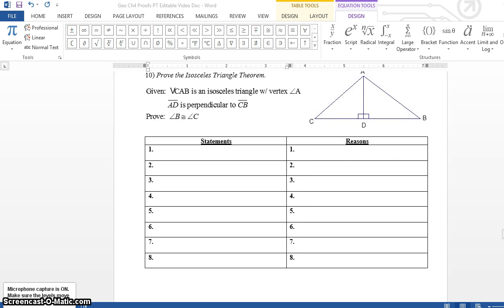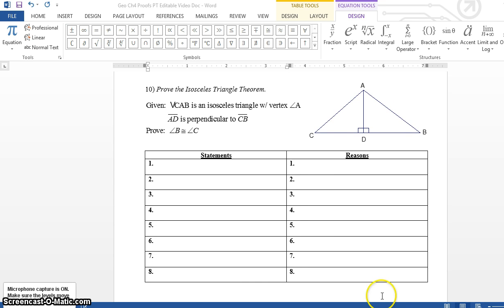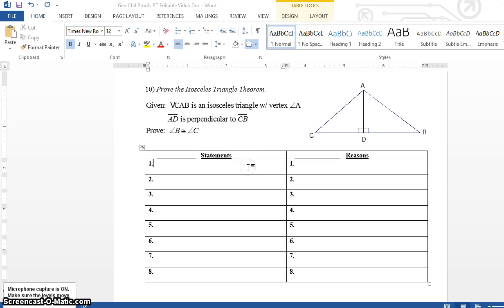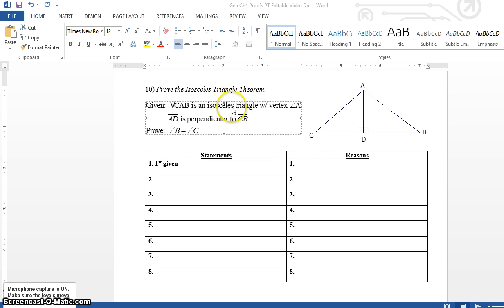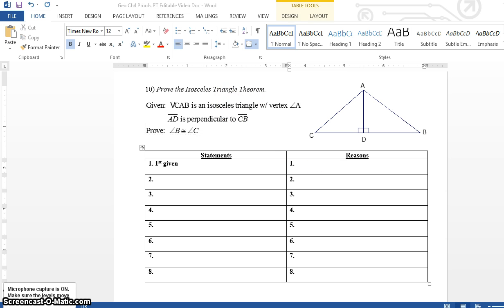Now number 10, the dreaded number 10. It's completely blank, so this makes it probably the hardest one on here. So we just need to take everything that we can see bit by bit. First let's start with our first given. I'm just going to write first given for the sake of time. It's that first sentence right up here. I can't even highlight it because it's written as a picture. But it's the one with CAB: triangle CAB is isosceles with vertex angle A.